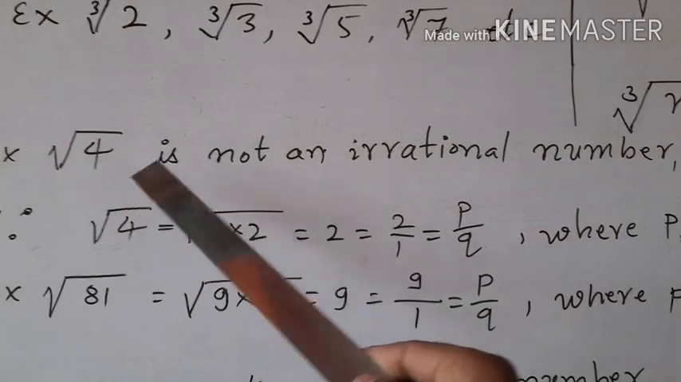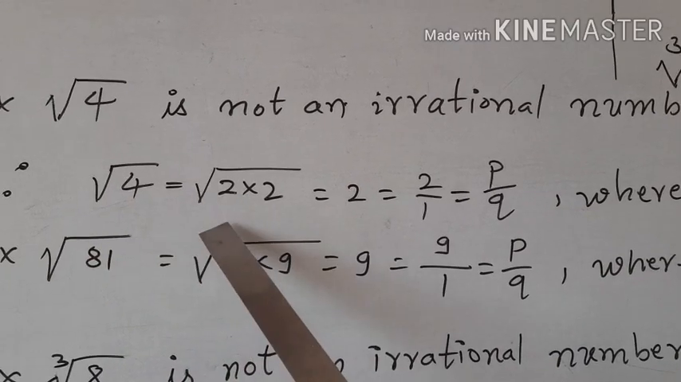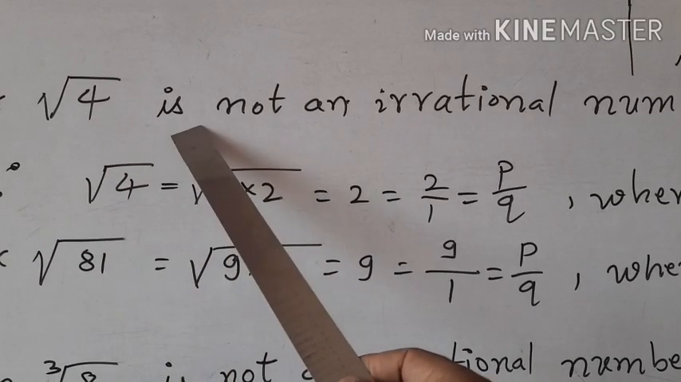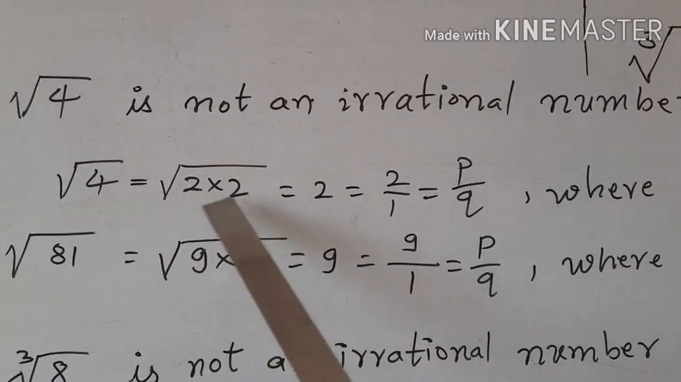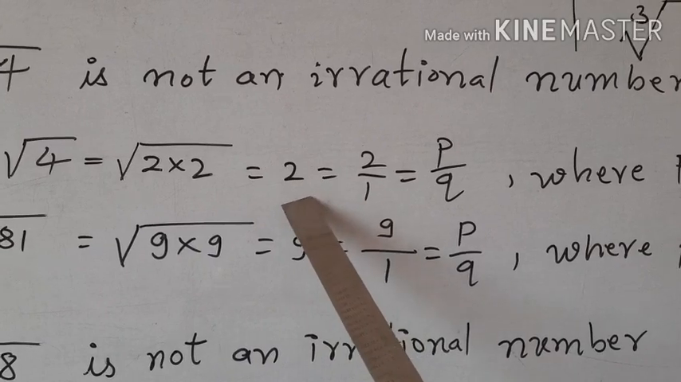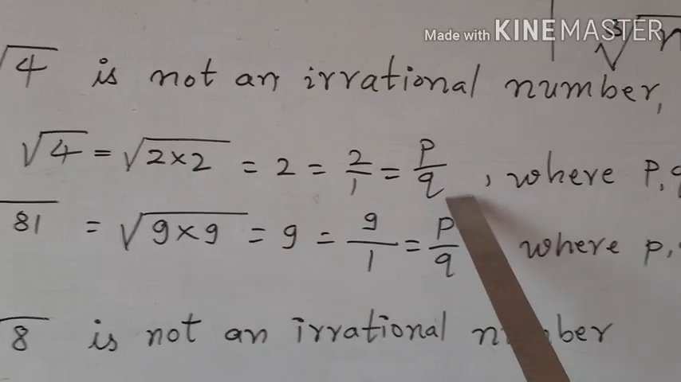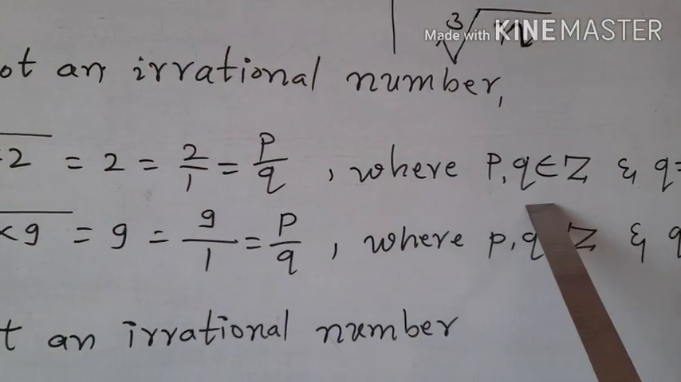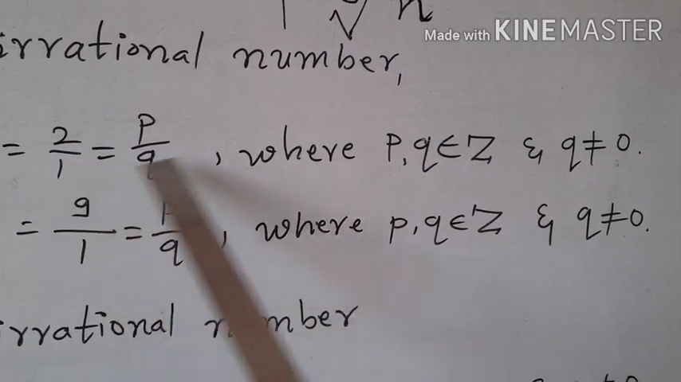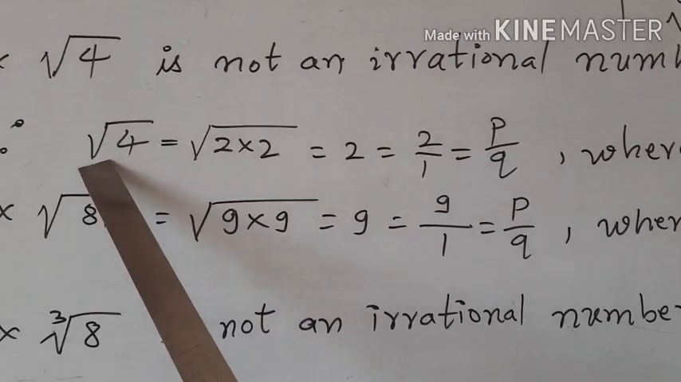Okay, square root of 4 is not an irrational number because square root of 4 is equal to, here the value of n is 4, right, and this is the square root mark, and this 4 is written as the product of two equal factors. Then square root of 2 into 2 becomes 2, but this 2 is equal to 2 by 1. Now 2 by 1 is in the form of p by q, where p is an integer and q value is 1, that is also an integer, and the value of q is not equal to 0. That is why, children, square root of 4 is not an irrational number.